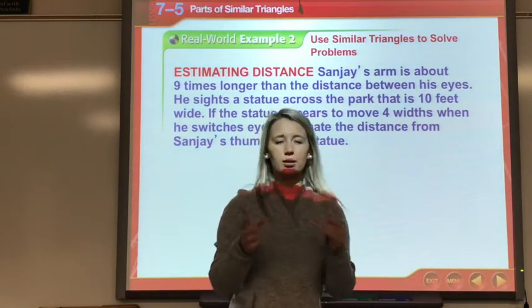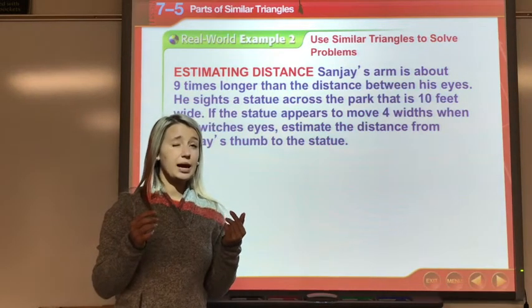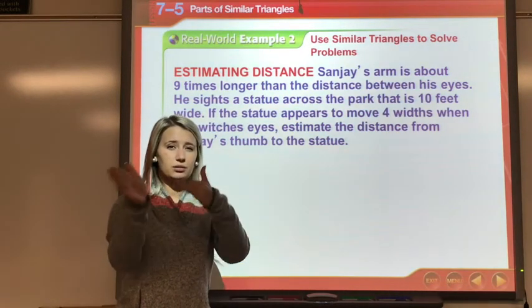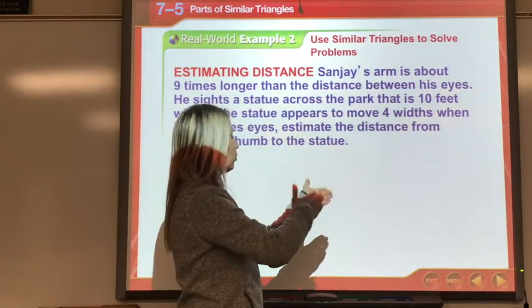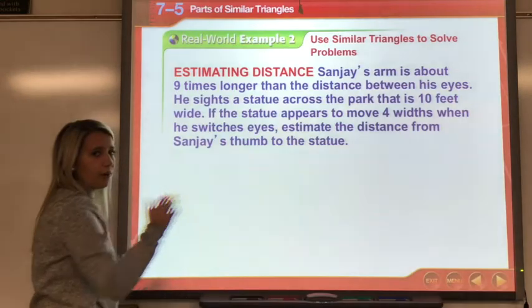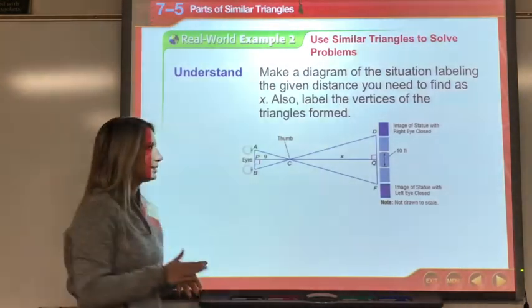And what it means by switches eyes is, if you go like this a couple times, it moves the picture in front of you, okay? So if that's moving 4 widths, we want to know how far away the statue is. So they draw us a little diagram here. Hopefully you guys can see it.